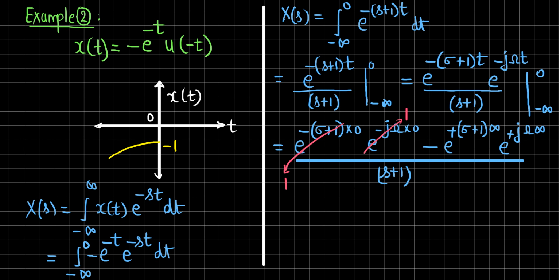So this is going to be equal to 1 upon s plus 1, because this expression converges only if, in the region of convergence here, this sigma plus 1 must be negative. That means sigma must be less than minus 1. Now this is the region of convergence for this signal.